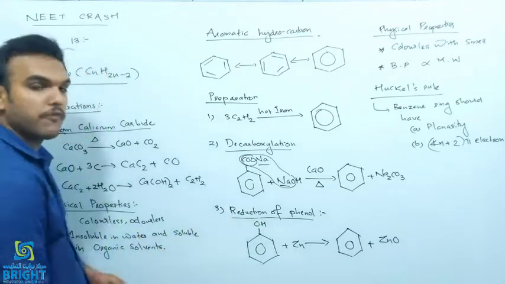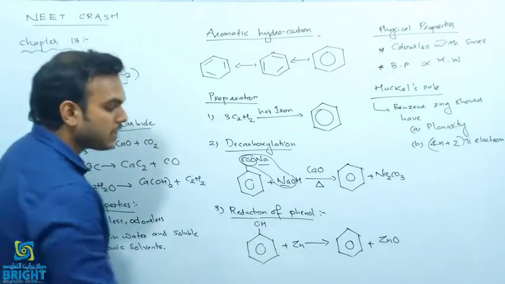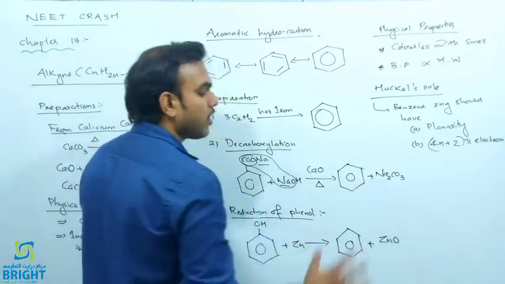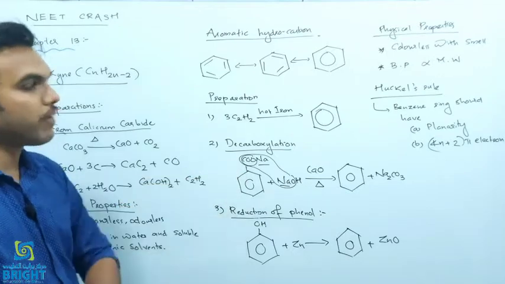Next is reduction of phenol. This is phenol, that is a benzene ring with OH. It reacts with zinc. It will become benzene plus ZnO. Is the reaction fine? So now we have studied three preparations.